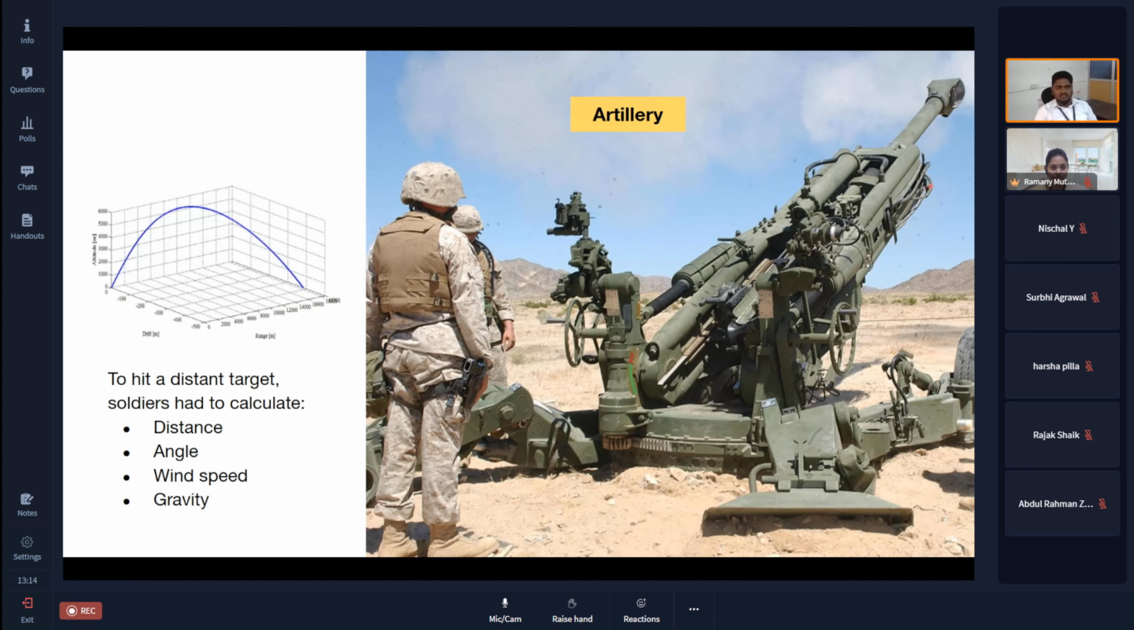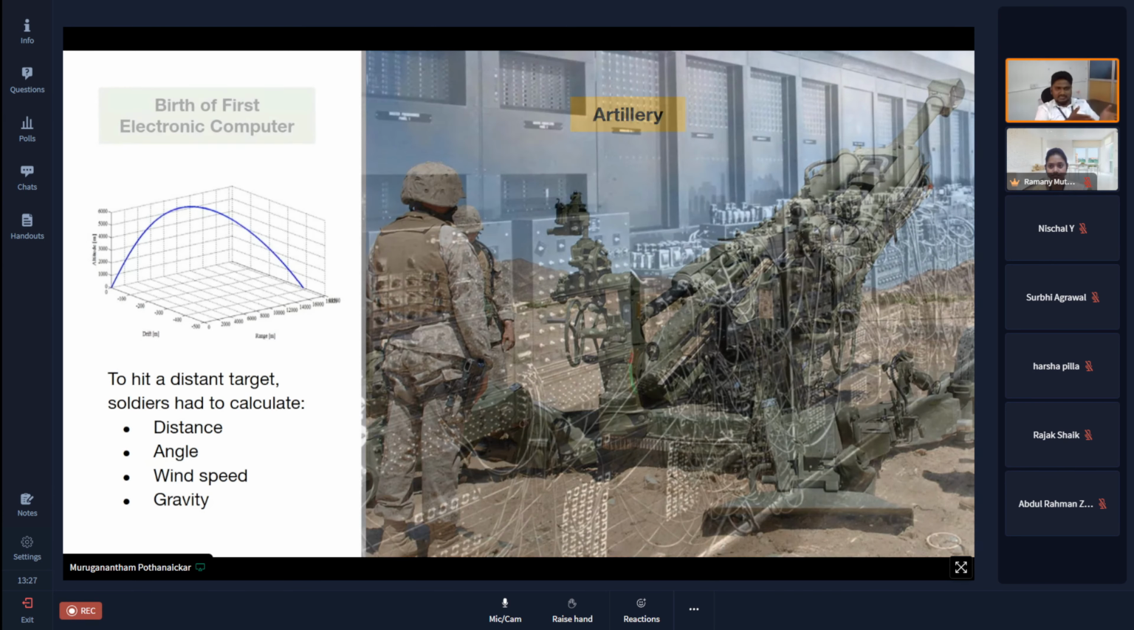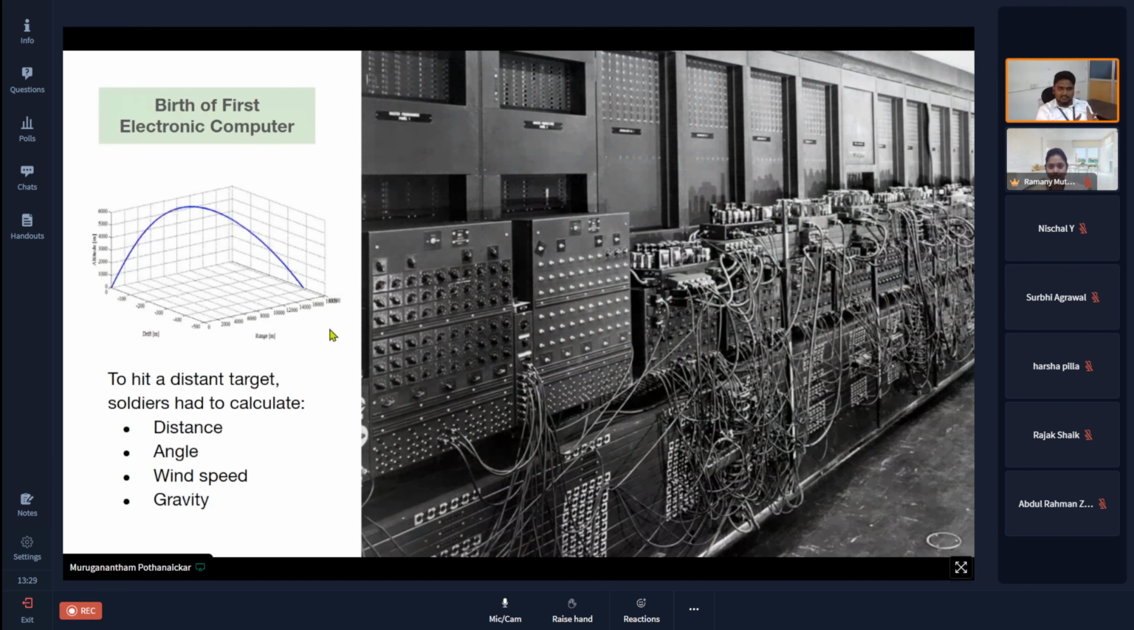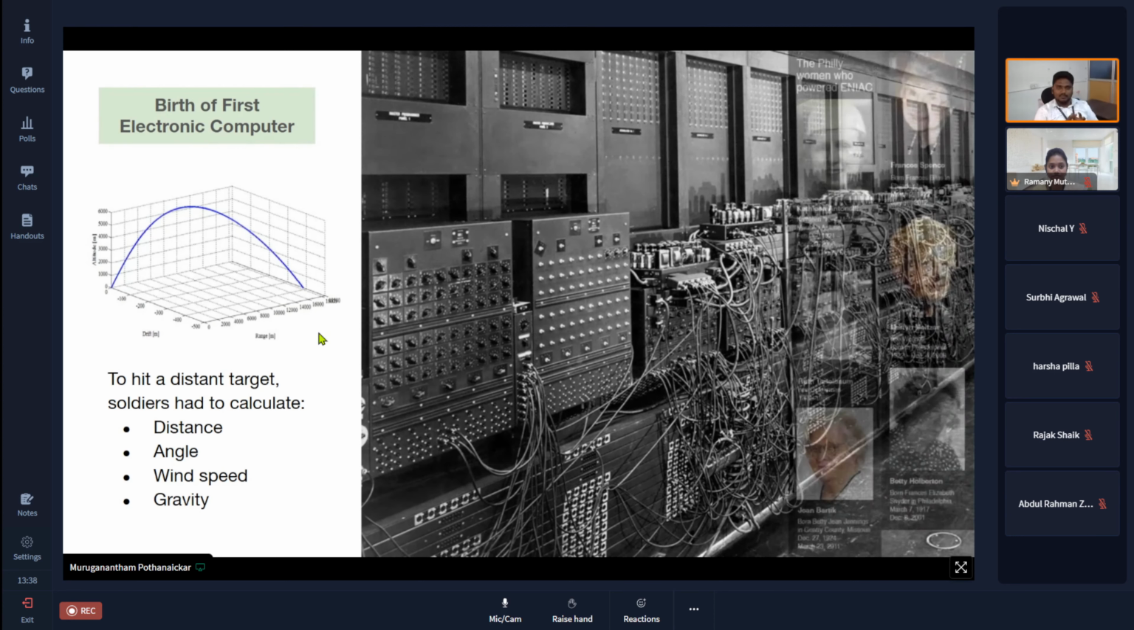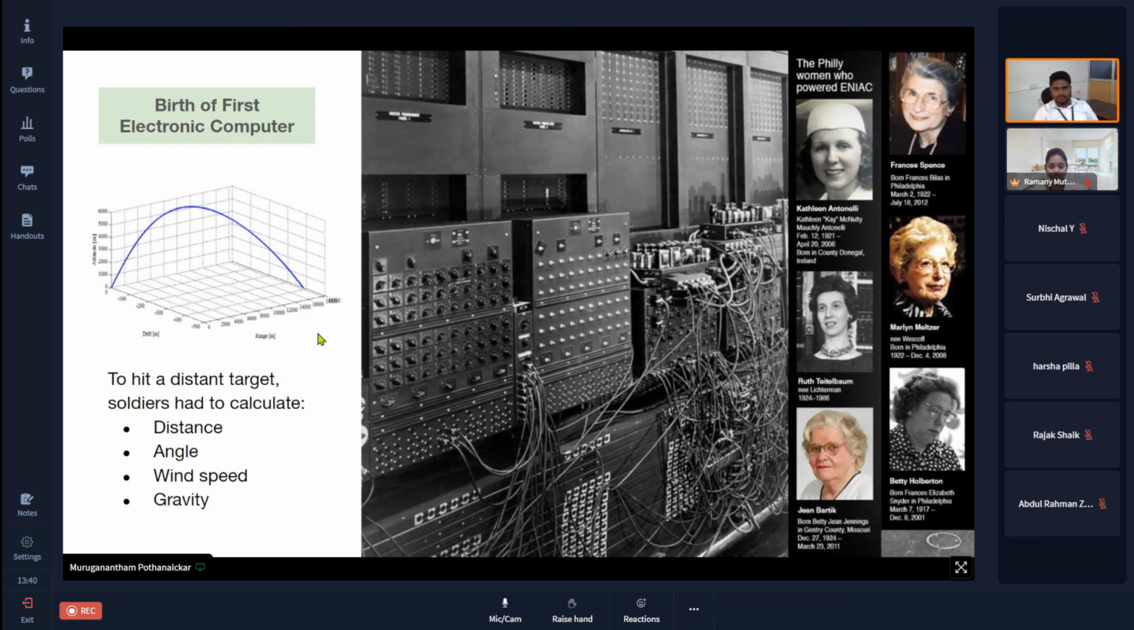This is around World War II. The US military wanted speed in their calculations, so they invented the first electronic computer. This is the exact computer, the first electronic computer invented by the US military to calculate this distance. And this computer was assembled by 6 women. These 6 women were employed to assemble this computer.